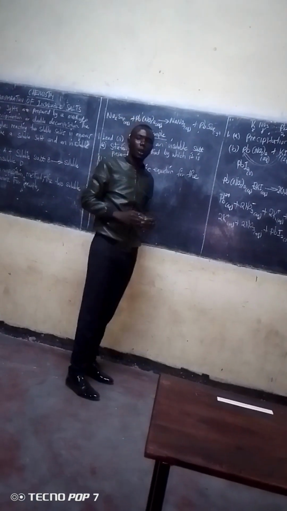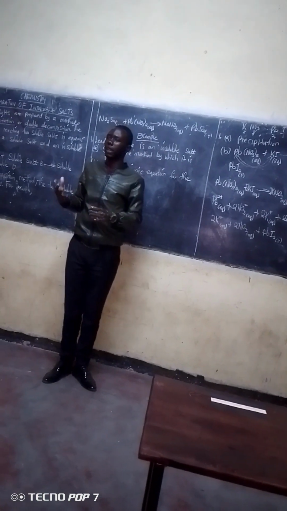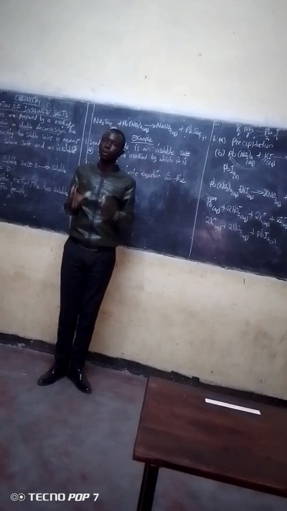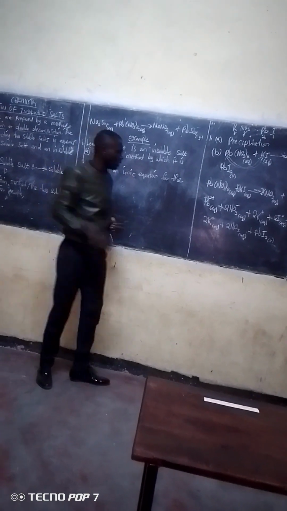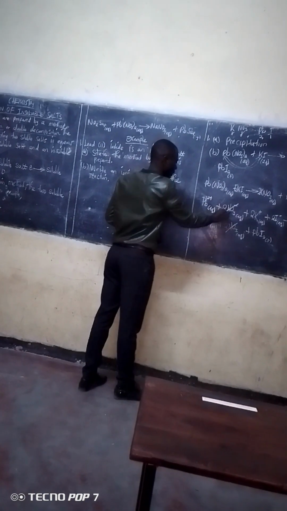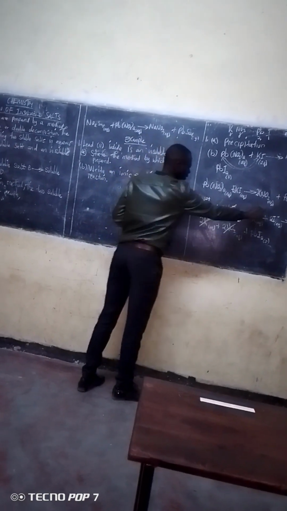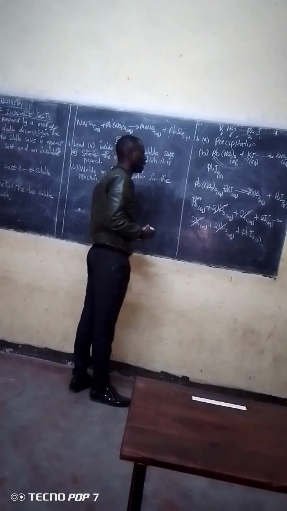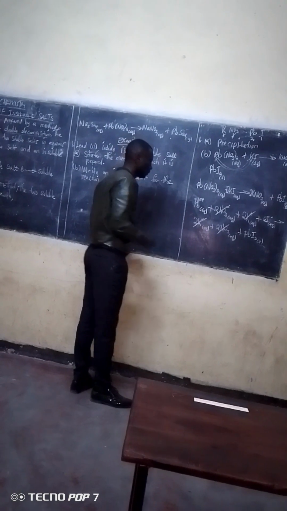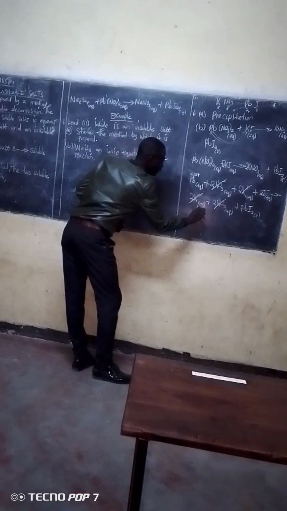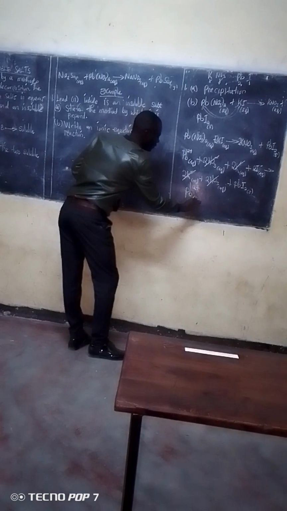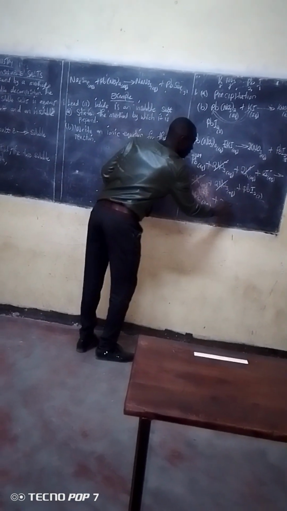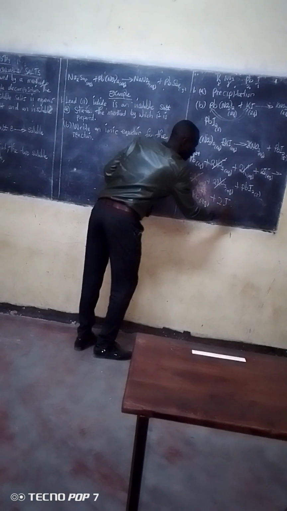After that, you are going to cancel out the spectator ions. The spectator ions are ions which appear on both sides of the equation. Right? So we cancel this and this side. We also cancel this and this side. So after that, you rewrite the equation without the spectator ions. Then we have also iodine, which is not a spectator ion.